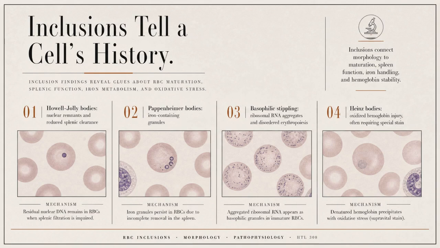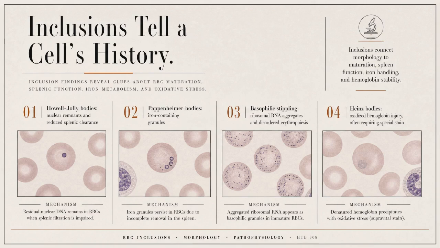Heinz bodies are denatured hemoglobin inclusions, but they usually require supravital staining rather than routine Wright stain to visualize clearly. The important distinction is that inclusions are not random dots. They are residual structures or damaged cellular components that escaped normal processing. When you see an inclusion, ask what should have happened to it. Should the nucleus have been extruded and cleared? Should iron have been incorporated properly? Should hemoglobin have remained soluble?